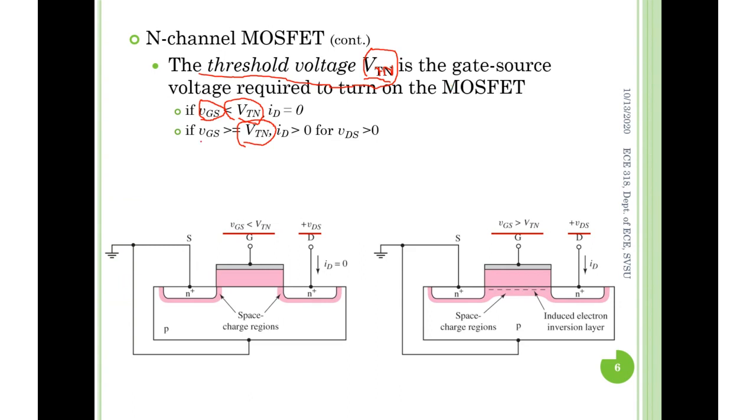So if VGS exceeds the threshold voltage, of course, what happens? Current starts to build up, meaning it starts to be on. Of course, here you also need to be careful. The VDS, the voltage from the drain with respect to the source, needs to be positive as well. And this is how you turn on this N-channel MOSFET.